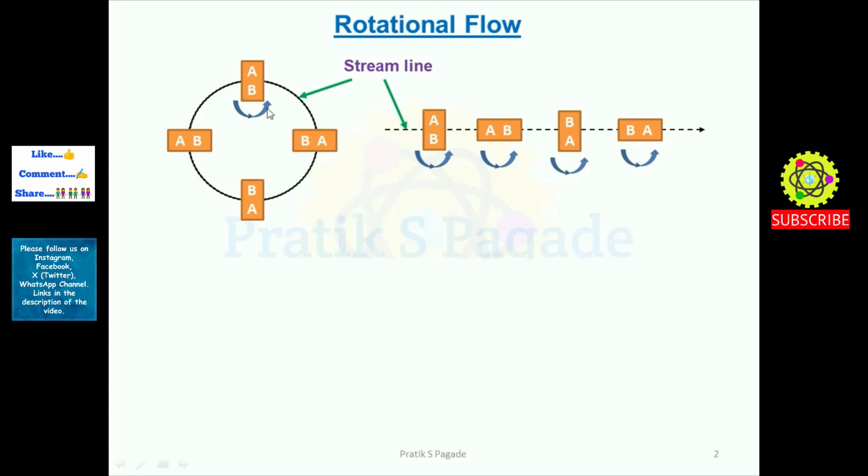Here there are two diagrams. Let's first see this circular streamline diagram. As you can see, this is a streamline, and in this streamline the fluid is flowing, and this AB is a fluid particle. While flowing in this streamline, this fluid particle is also rotating about its own axis.